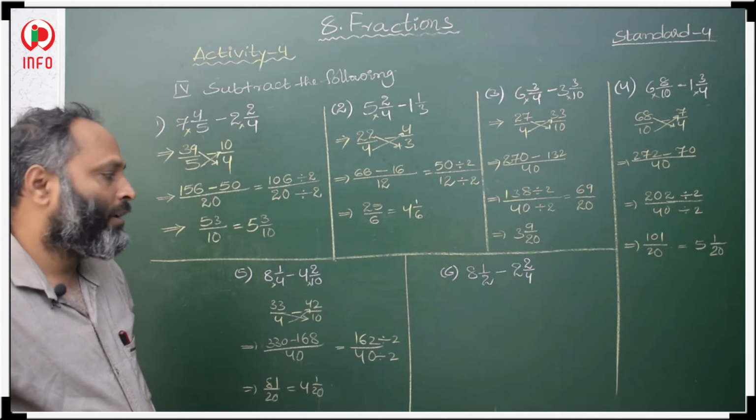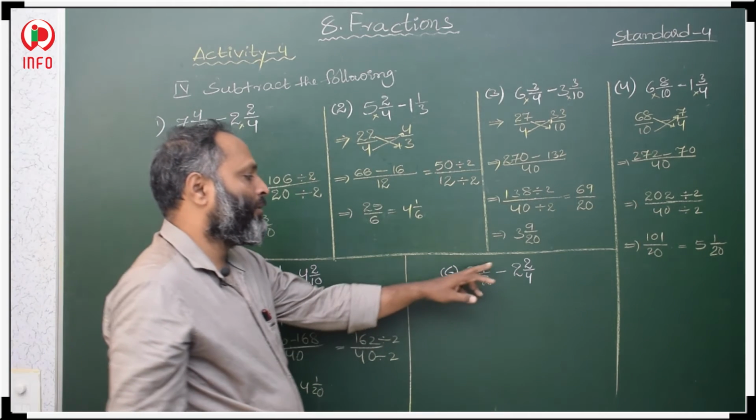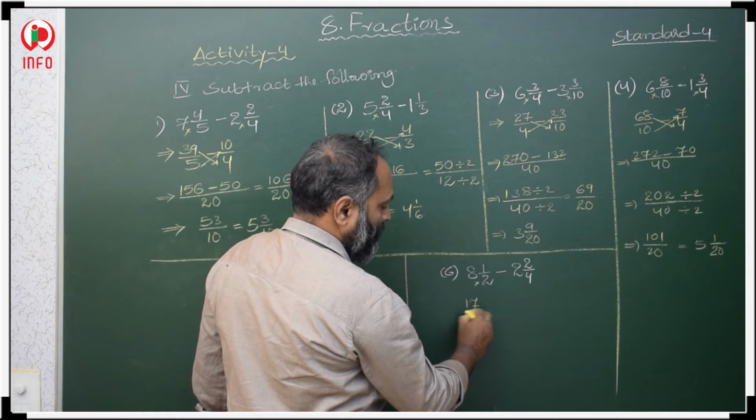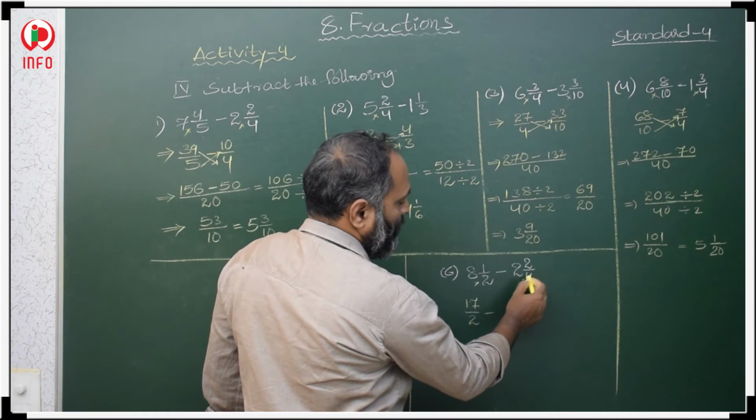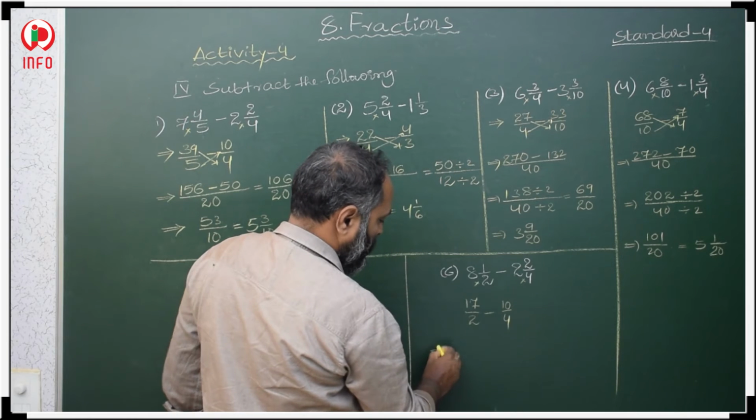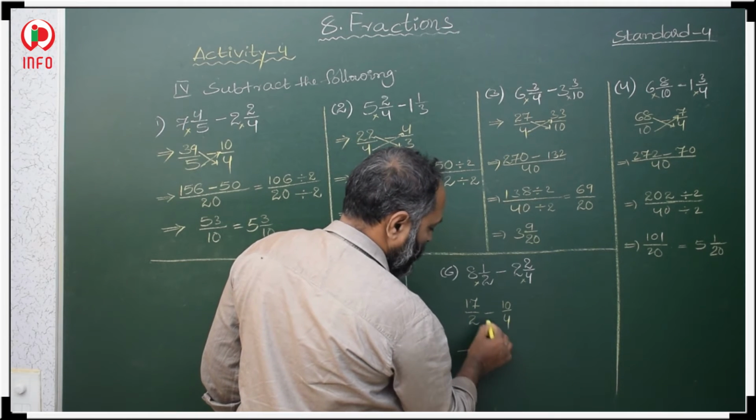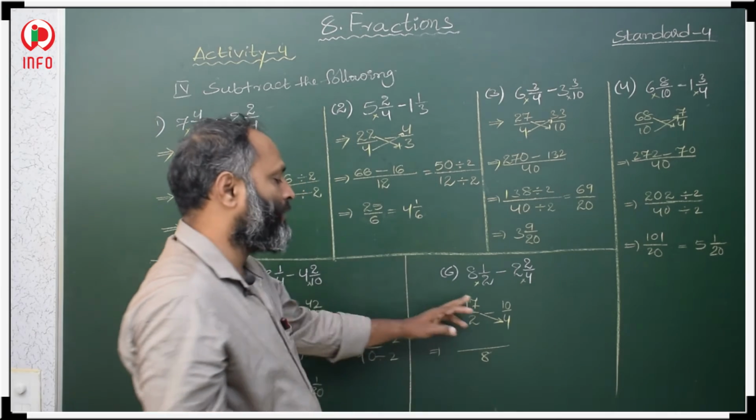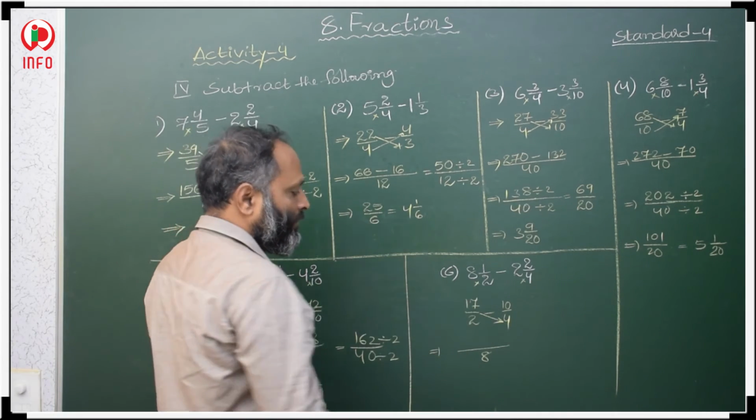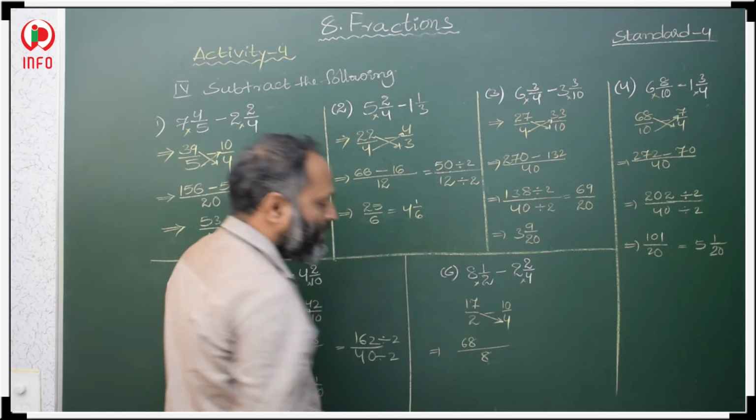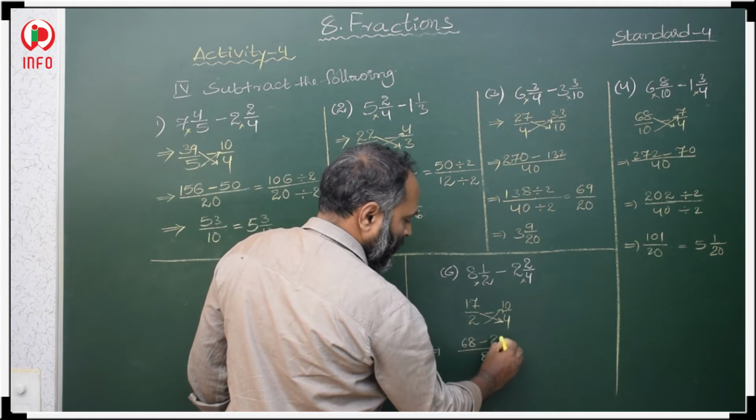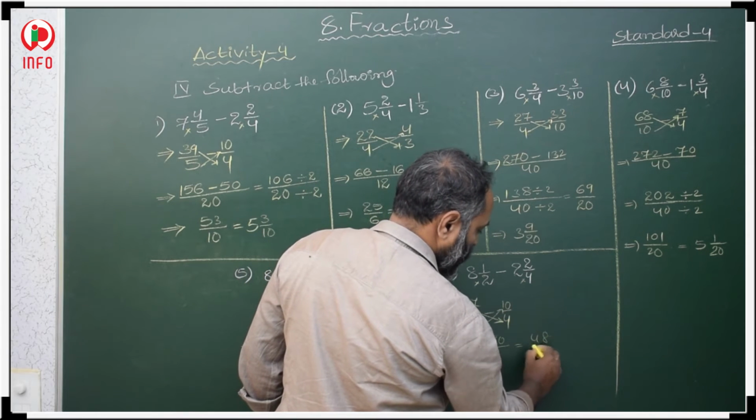Now this one, 4 1 by 2, 2 2 by 4. 2 8s are 16 plus 1, 17 by 2. 4 2s are 8, 8 plus 2, 10, 10 by 4. Now 2 4s are 8. Next first fraction numerator with second fraction denominator. 17 4s are 68, minus 2 10s are 20. 68 minus 20, 48 by 8.